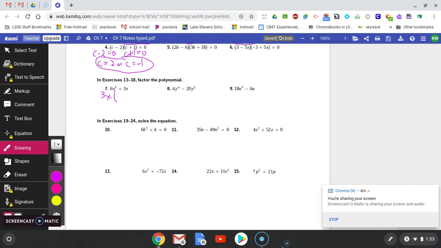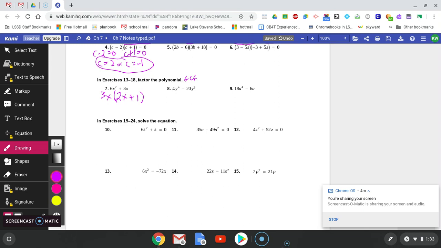So when I take 6x squared and I divide it by 3x, I'm left with 2x plus, and when I divide 3x by 3x, I'm left with 1. So now I have factored out the greatest common factor. So I'm looking for the greatest common factor, the biggest thing that you can divide both of those terms by. And now I have it in factored form.